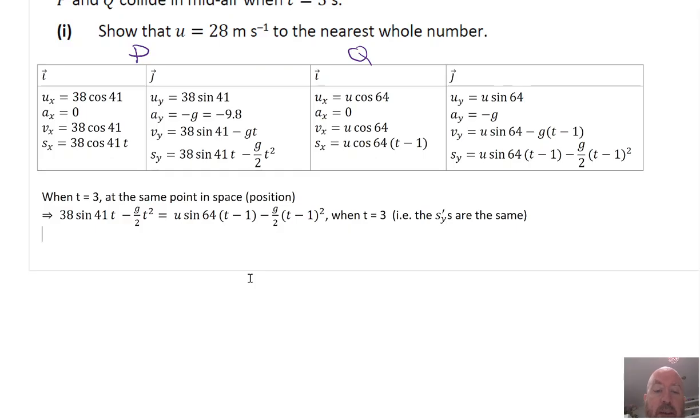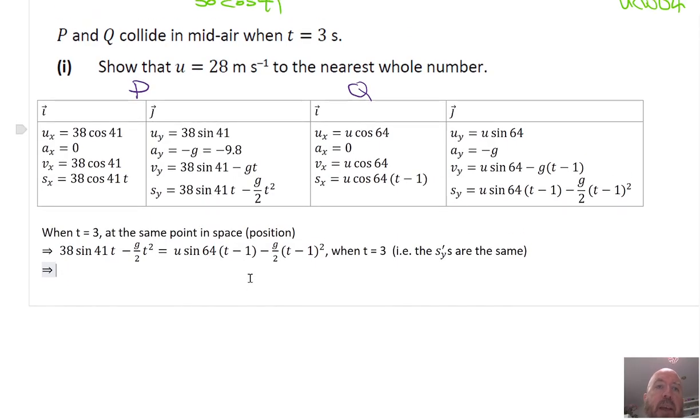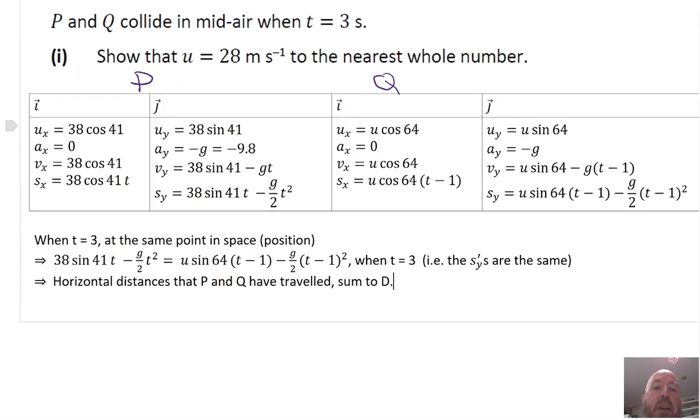the other thing it implies, and this is the thing I think we're going to use in part 2, is the SX, so the horizontal distances that P and Q have traveled sum to D. So what does that mean?